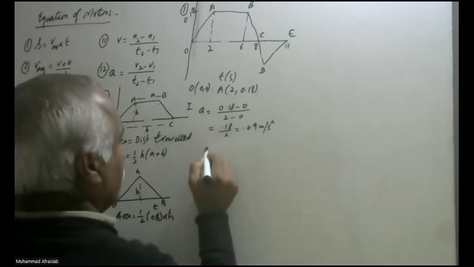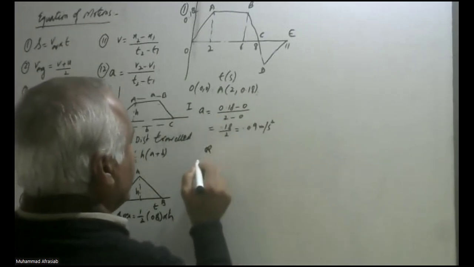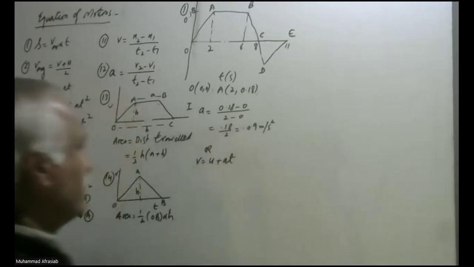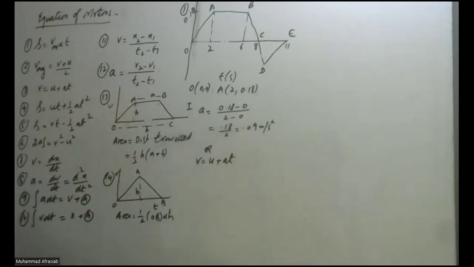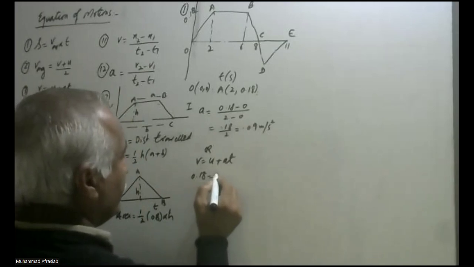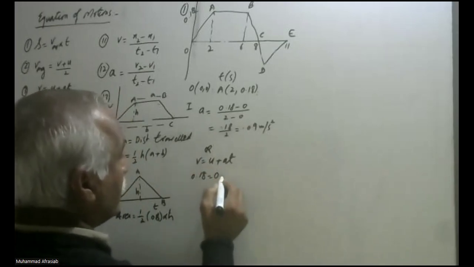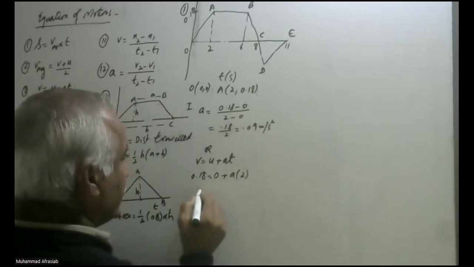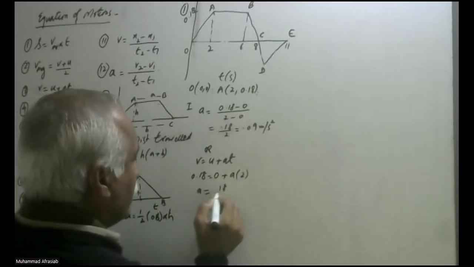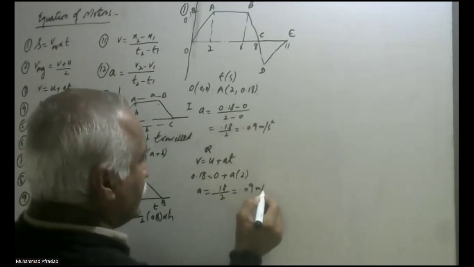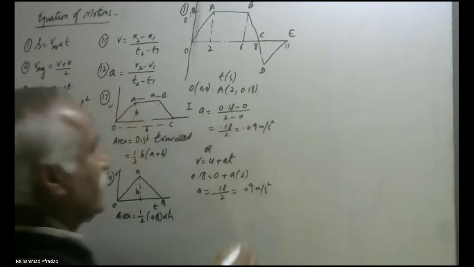Or you can use the second method, V is equal to U plus AT. V is the final speed. So the final speed at position A is equal to 0.18. U is 0, since it is at O. Acceleration we are going to find out, and the time is 2 seconds. So acceleration is again equal to 0.18 over 2, and that is equal to 0.09 meters per second squared.